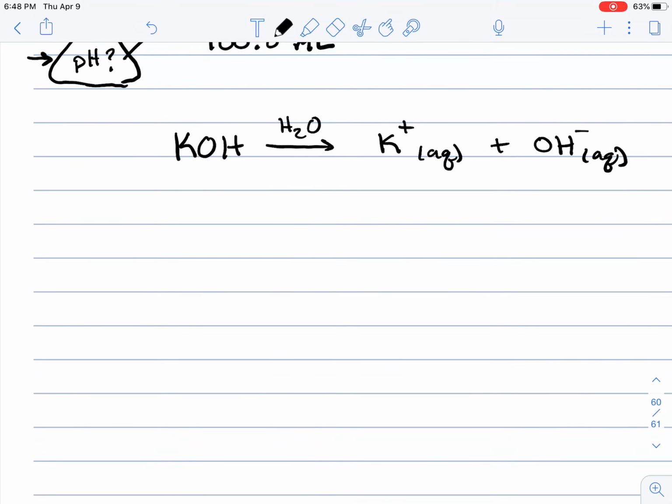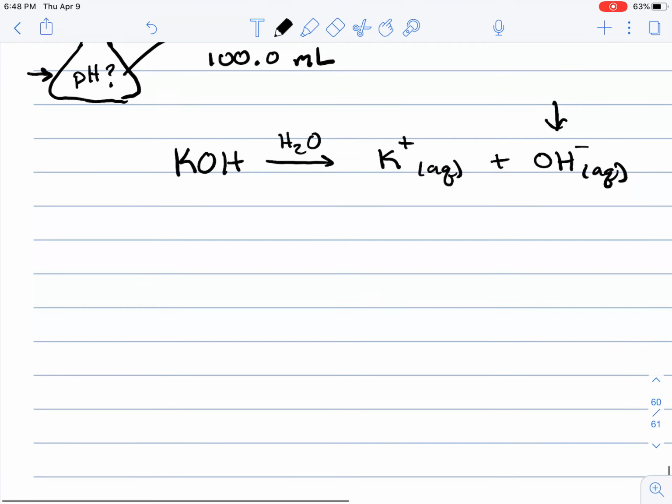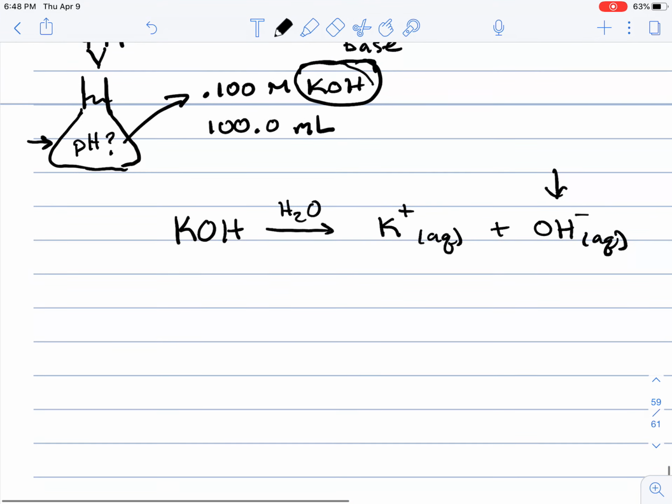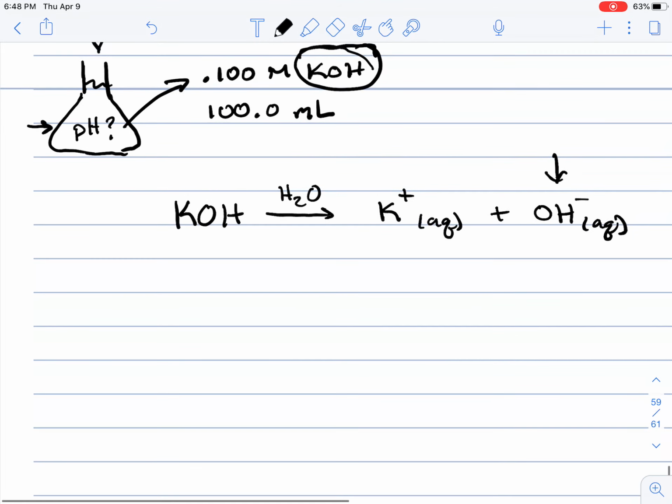And so I see hydroxide present here as my product. I'm going to describe the course of this chemical reaction, this dissociation, through the ICE table. So I'm going to write initial, change, and equilibrium concentration.